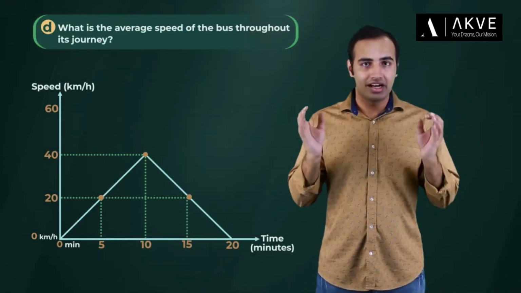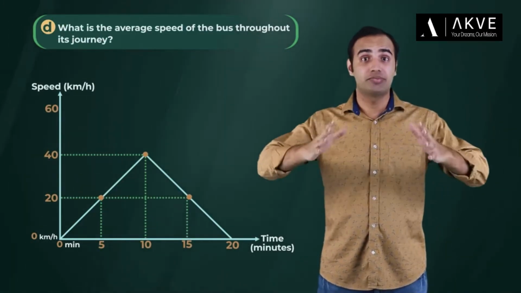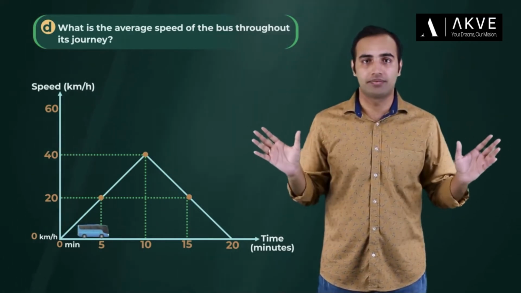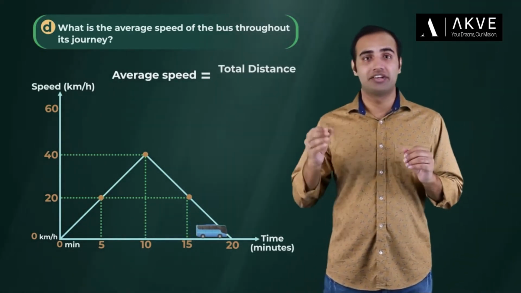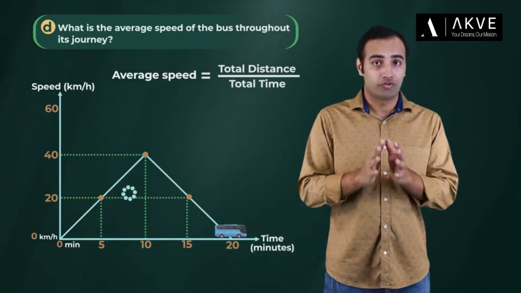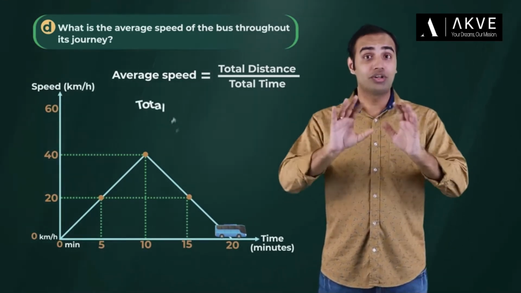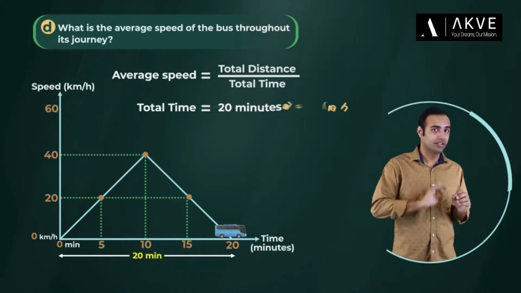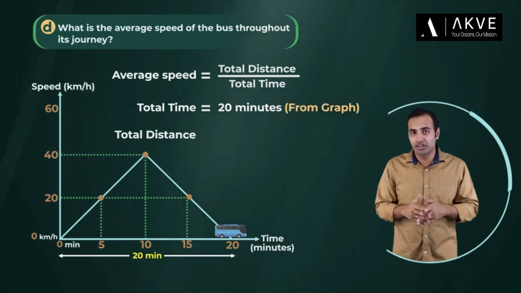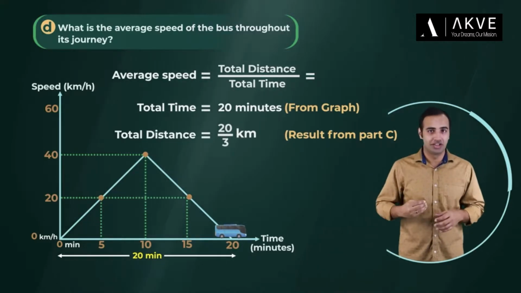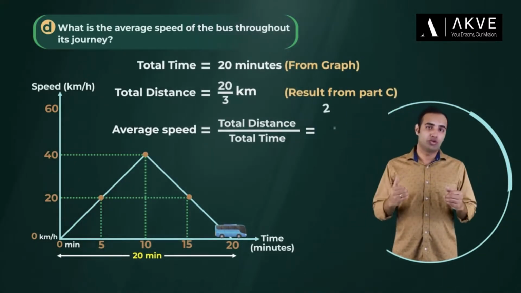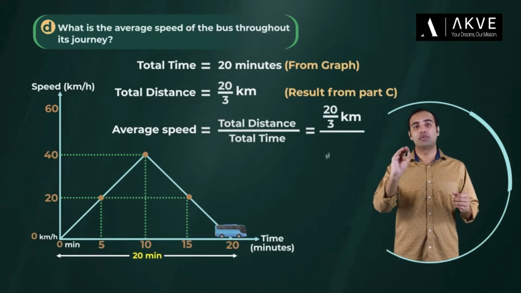Finally, part D asks us to calculate the average speed of the bus throughout the course of its journey. Now all of you know that average speed is nothing but total distance covered divided by total time taken. Now from the graph you can directly see that total time taken is nothing but 20 minutes, and the value of total distance covered you just calculated in part C, which was 20 by 3 kilometers. So the value of average speed comes out to be 20 by 3 kilometers divided by 20 minutes.